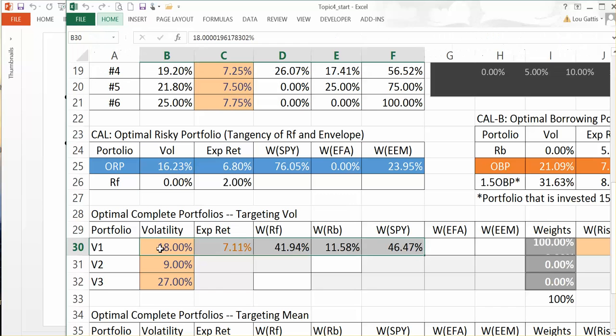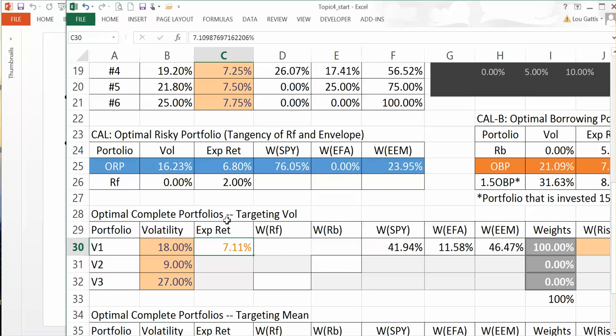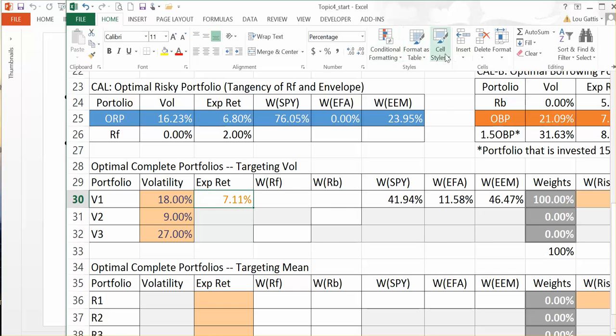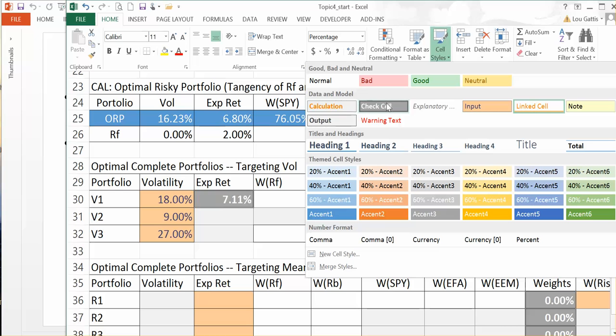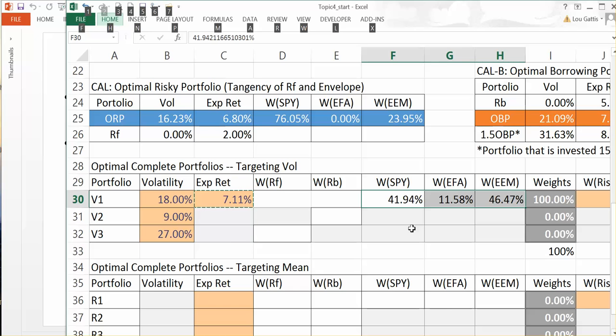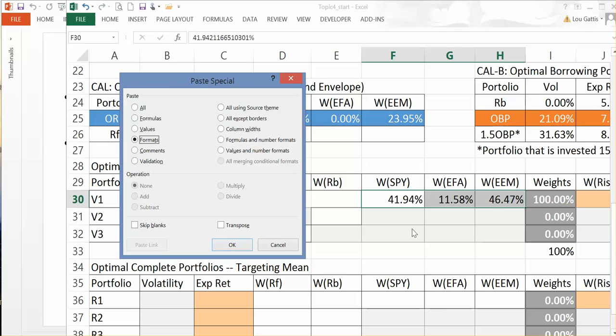Alt H V V. And actually, let me slide these weights over so they match up. And let me clean up. Let me change this, that's a calculation. Home, data style. That's actually, let's make that an input since it's a value. And actually, let me copy these formats here. Control C, and the shortcut to paste as a format, Alt E S T, enter.